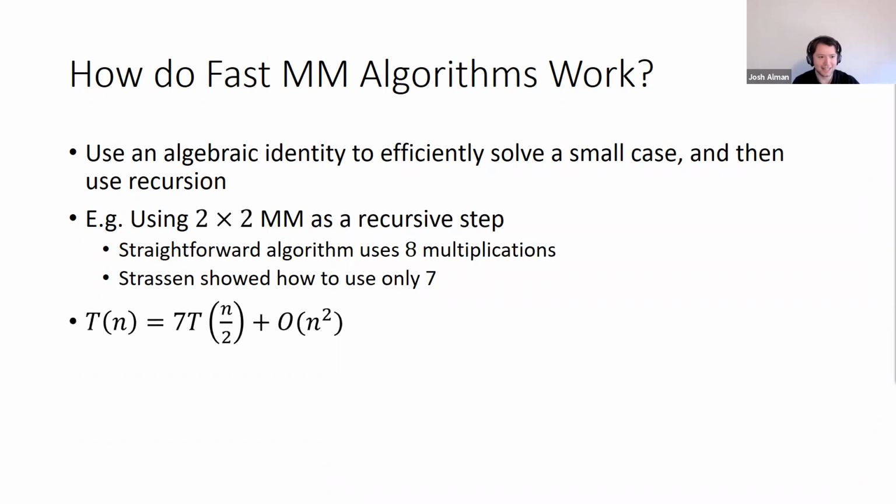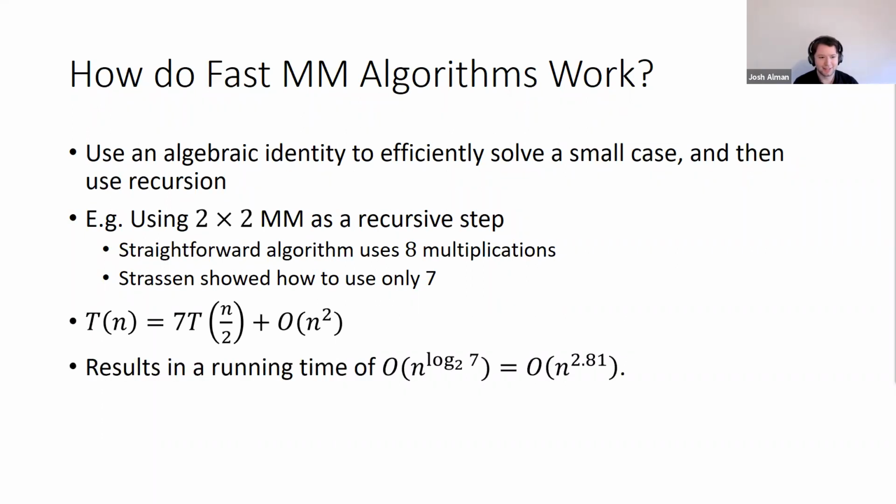So the recurrence you get is the time to multiply n by n matrices is 7 times the time to multiply n over 2 by n over 2 matrices plus order n squared time to do just additions and subtractions of matrices, which we solved, as we learned in algorithms class, and you find that you can multiply matrices in n to the 2.81 time.